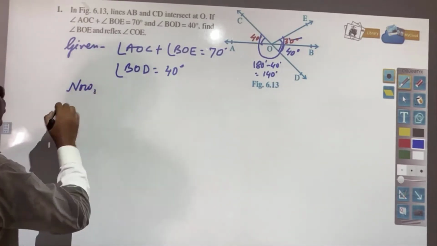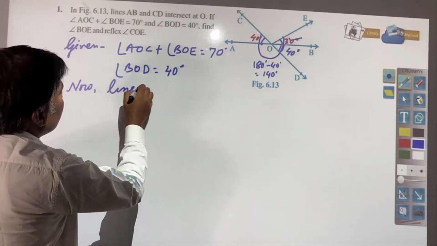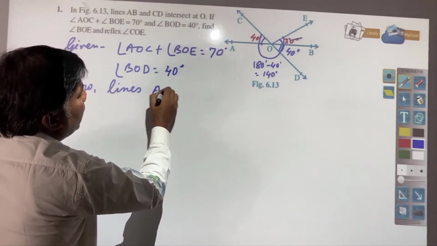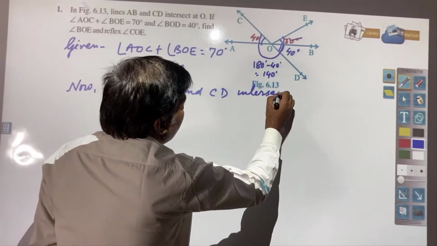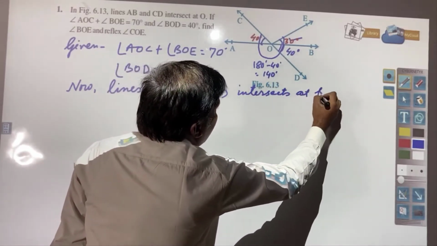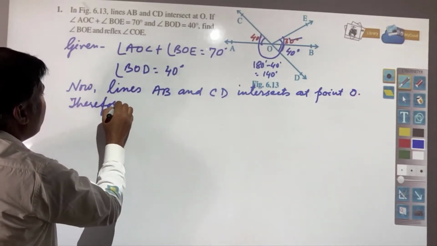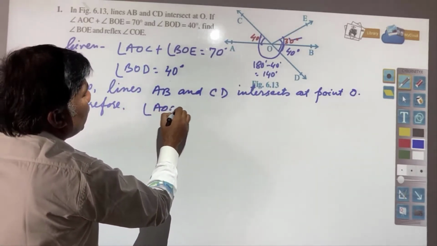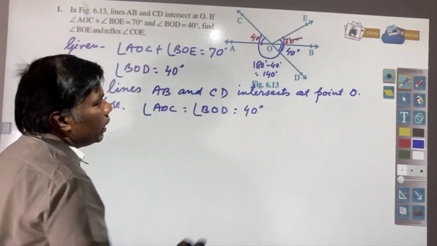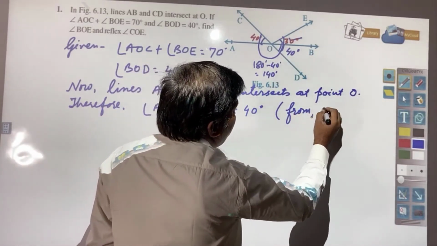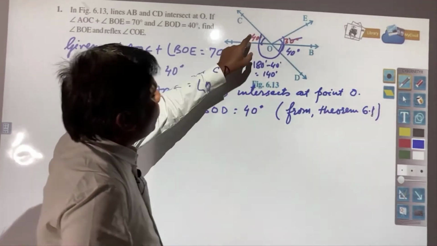Now lines AB and CD intersect at point O. Therefore, angle AOC will be equal to angle BOD, and that will be equal to 40 degree from theorem 6.1. This 40 degree we have got.